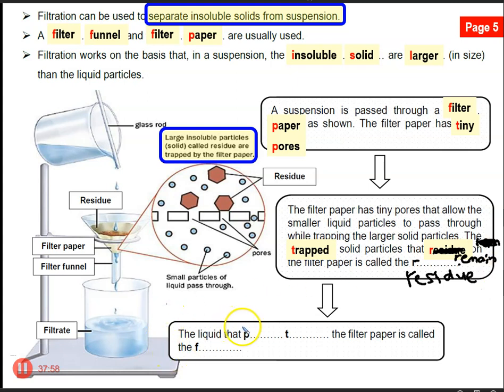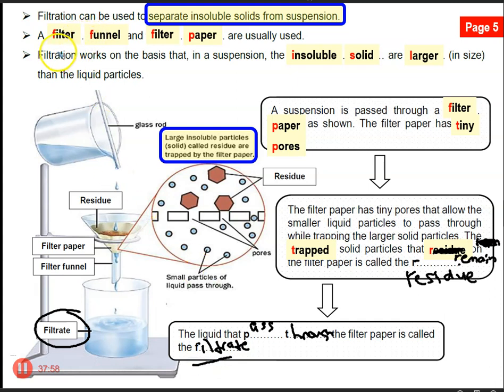Okay, so the liquid, can you guess what this word is? The liquid is actually, what is it doing? The small particles are small enough to do what? Go through this. So what do we use? You are right. We say they are small enough to pass through the filter paper. What do we call the liquid? We call it the filtrate.